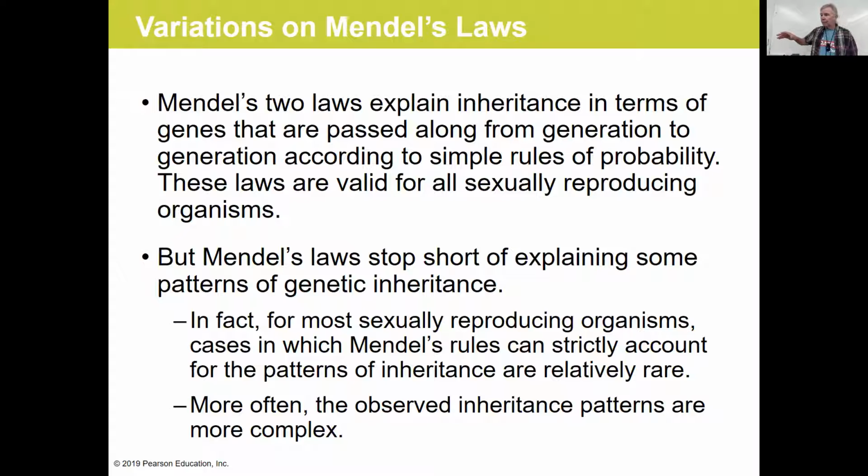Now we're talking about Mendelian traits, right? They explain inheritance in terms of two genes that pass along generation to generation according to simple rules of probability. And these laws are valid for all sexually reproducing organisms. But Mendel's laws don't explain everything. Things are a little bit more complex, actually a lot more complex. For most sexually reproducing organisms, cases in which Mendel's rules strictly account for the patterns of inheritance are actually kind of rare. More often, the observed inheritance patterns are more complex. So now we're going to look at what are called non-Mendelian traits that Mendel didn't discover.